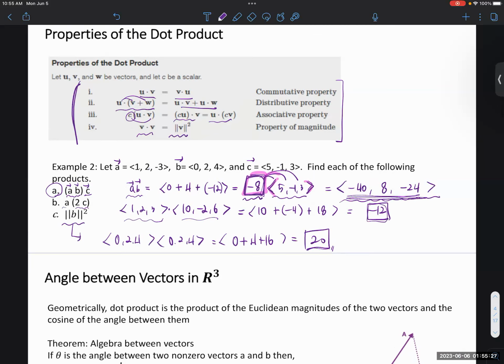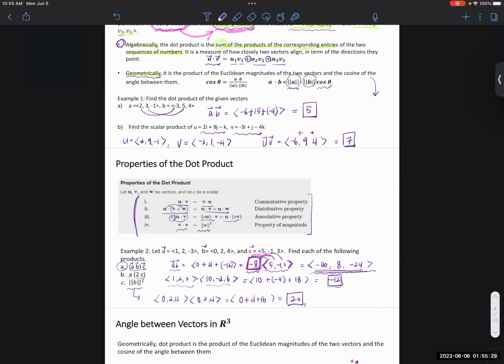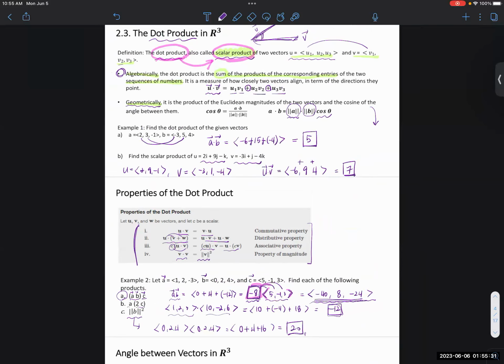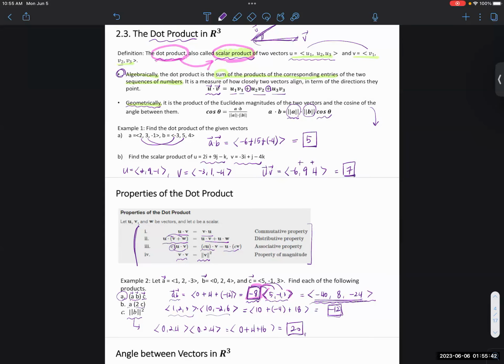Okay, so think about the meaning of the dot product. It helps us to find out a third vector or fourth vector that is stretched from the given vector or shrunk down from the given vector. So that's what the dot product, or we call the scalar product, is algebraically.